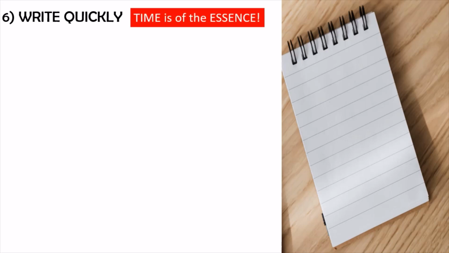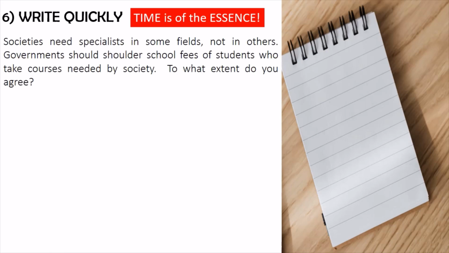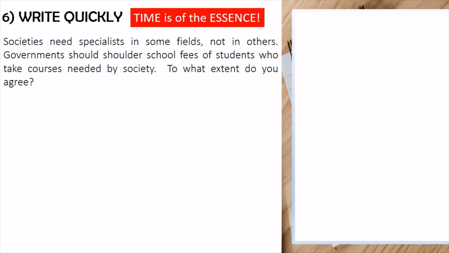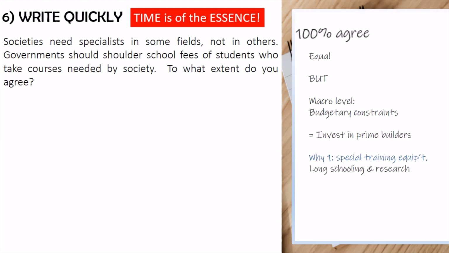Step 6. Write quickly, but as carefully as you can. Here's how my notes look. "100% agree" is my position. I have reason 1. Then I have my second reason. Take a look at my vocabulary. I've chosen a nice set of words.